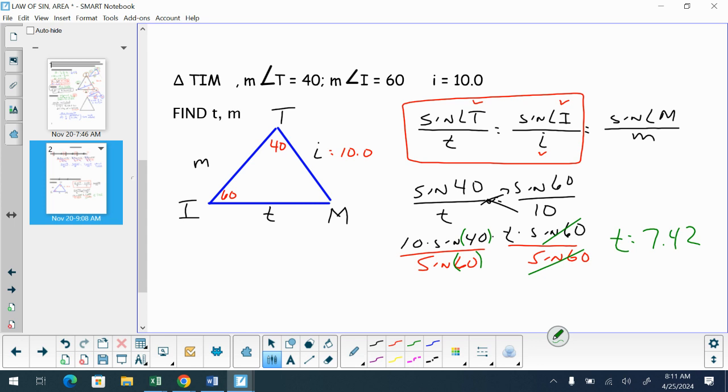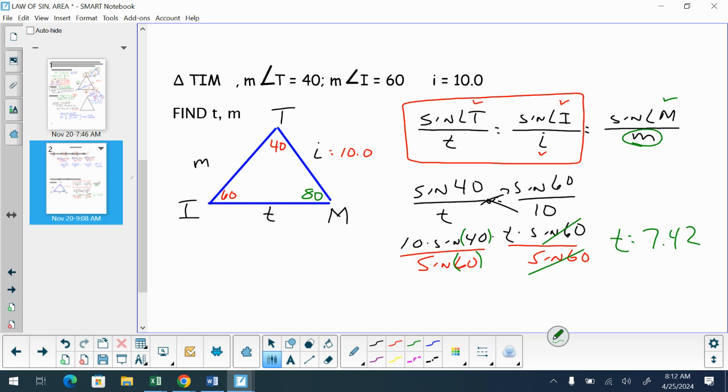Well, we want to find little m. Problem is, we don't know big M. But if I look at my triangle, what does the measure of angle M have to be here? I have one angle that is 60, I have one angle that is 40. London, what's our third angle? Angle M has to be 80 degrees. Using that property of the sum of the angles of a triangle, they have to add up to 180. So now I know this also.